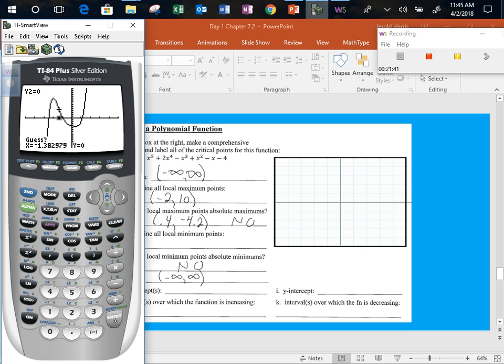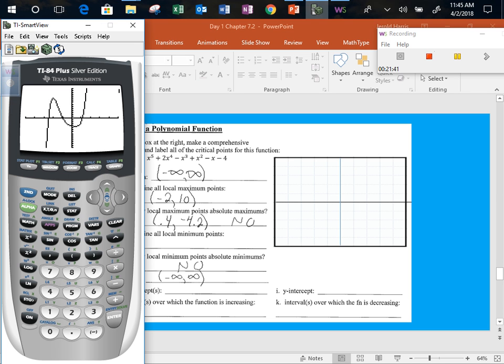Enter, enter, enter. And it's a nice one, -1, 0. Second, calculate the intersection. Now let's go get the one over there. Enter, enter, enter. So it looks like about -2.5 and 0.